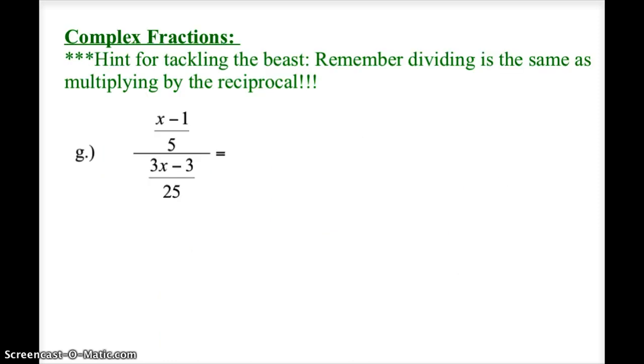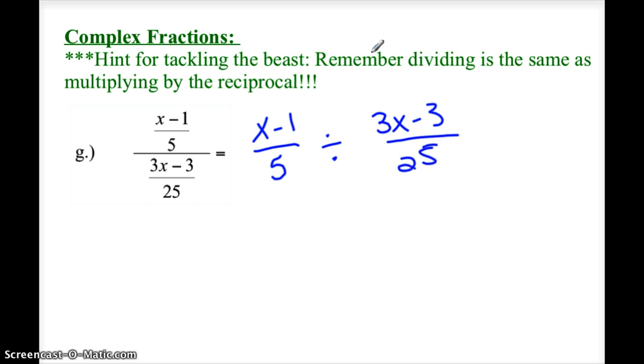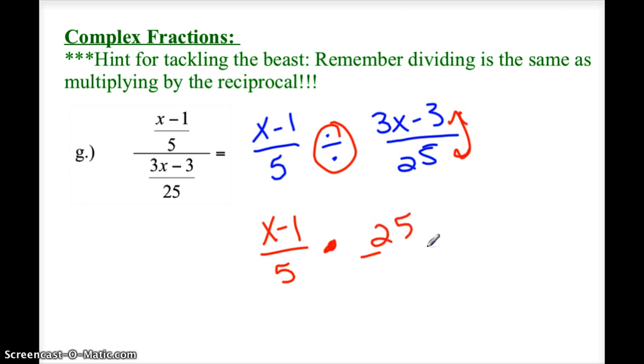Now, usually when you talk about rationals and division, we throw in these complex fractions. And I say the hint for tackling this beast, because it just kind of looks daunting, is to remember this. A fraction bar means division. So it's really asking you to take the top fraction and divide it by the second fraction, which, well, shoot, we've been doing this already. Keep the first fraction, x minus 1 over 5, change because it's division to multiplication, and flip the second guy.